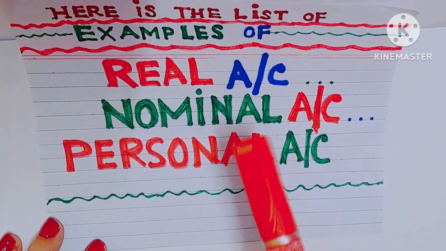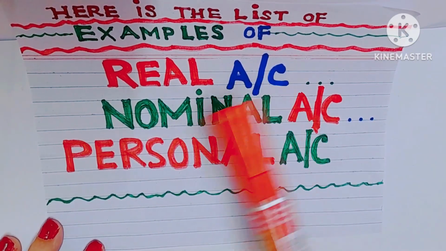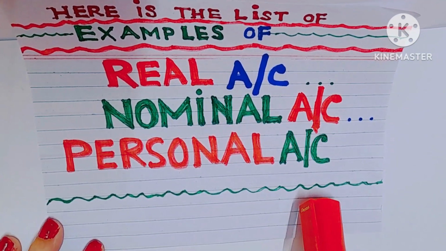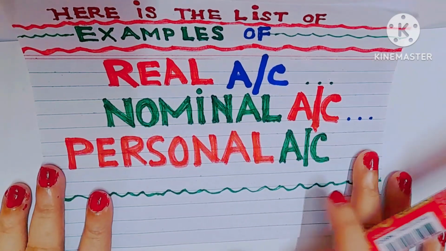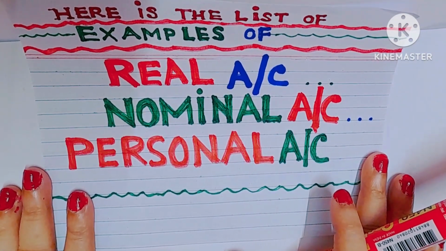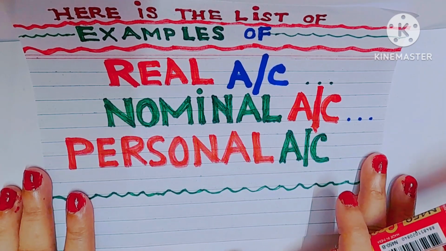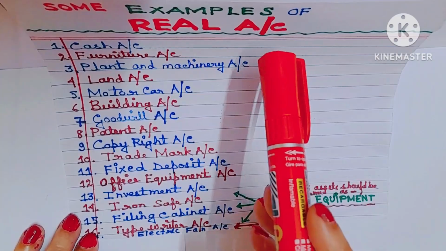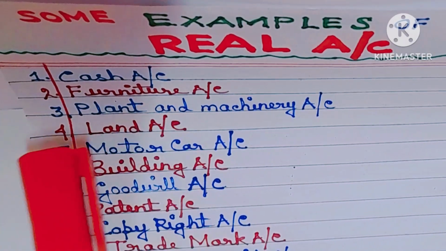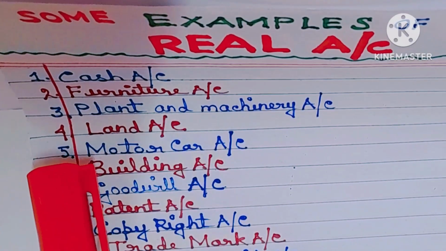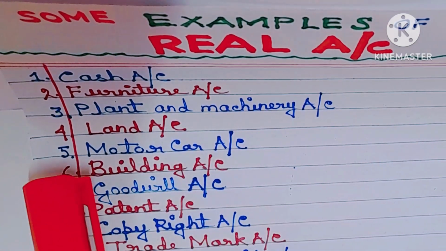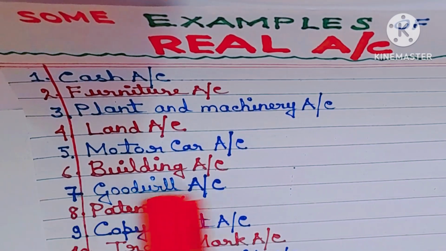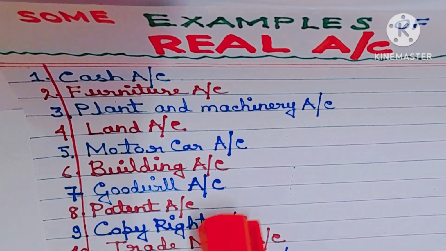Okay? So now, here is the list of examples of real account, nominal account, personal account, which I have prepared especially for you people. But first of all, let me give you the list of examples of real account. Some examples of real account: Number 1, cash account. Number 2, furniture account. Number 3, plant and machinery account. Number 4, land account. Number 5, motor car account. Number 6, building account. Number 7, goodwill account.